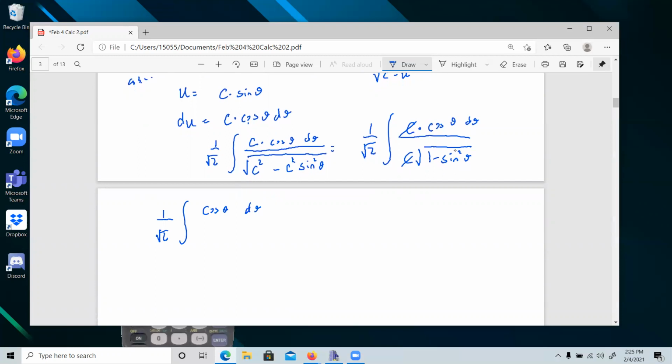All right, now what do we have here? Remember that sine squared plus cosine squared is equal to 1. So cosine squared is equal to 1 minus sine squared. So we have the square root of cosine squared down here. That's going to cancel out. So we have 1 over square root of 2. Cosine over cosine, that's 1. d theta. Man, that's a physics integral if I ever saw one.